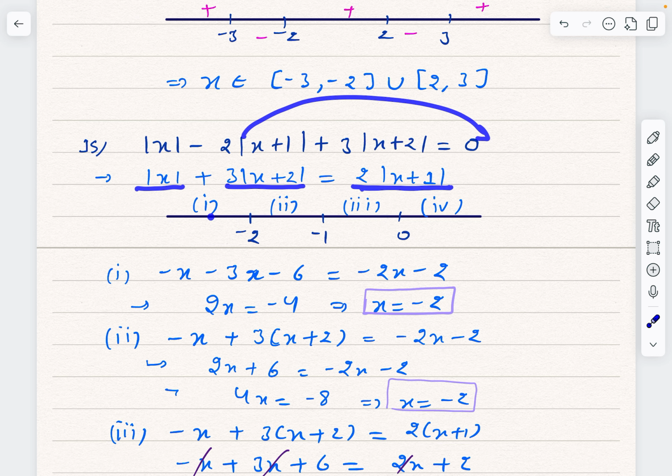So in the first case, when x is less than minus 2, mod x becomes minus x. Here x is less than minus 2, so this also will be negative, so this will be minus 3x minus 6. This also will be negative, so it will become minus 2x minus 2. And when you solve, you get x equal to minus 2, which does satisfy the boundary value here. You can check it separately. This will satisfy the equation.